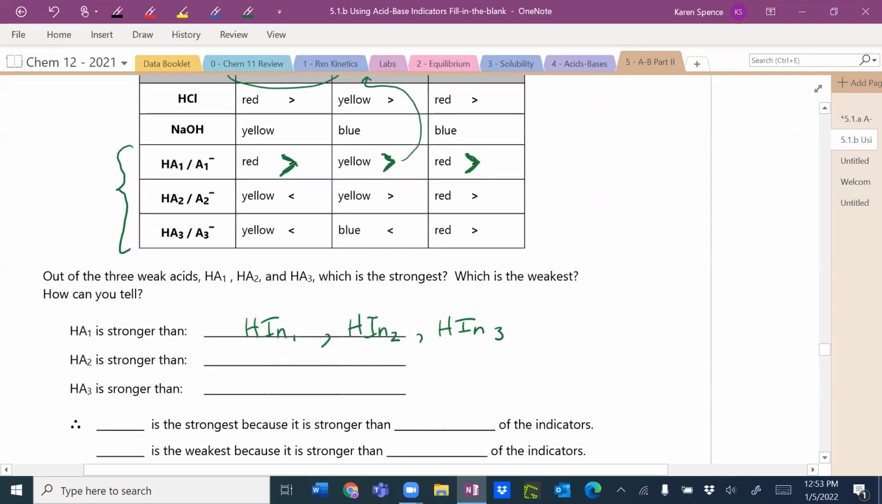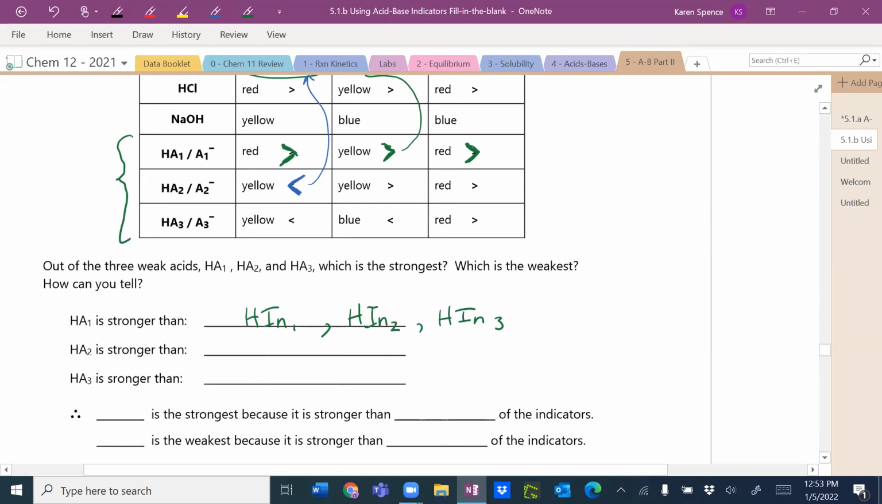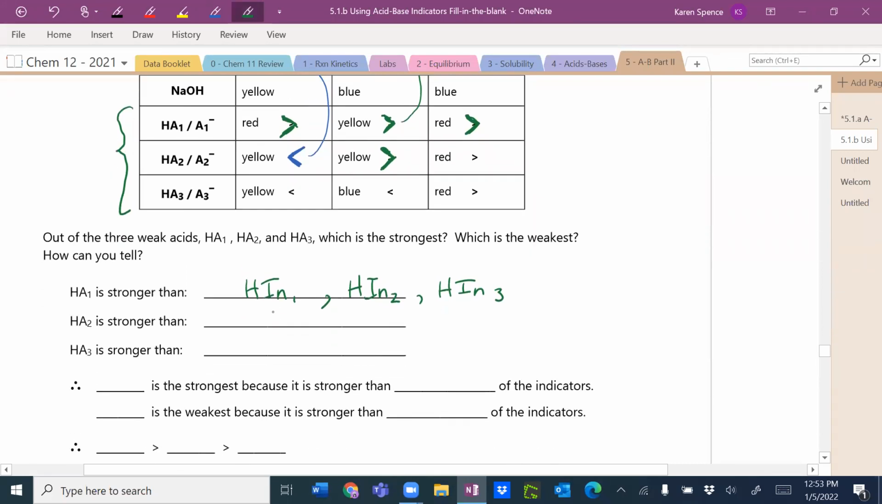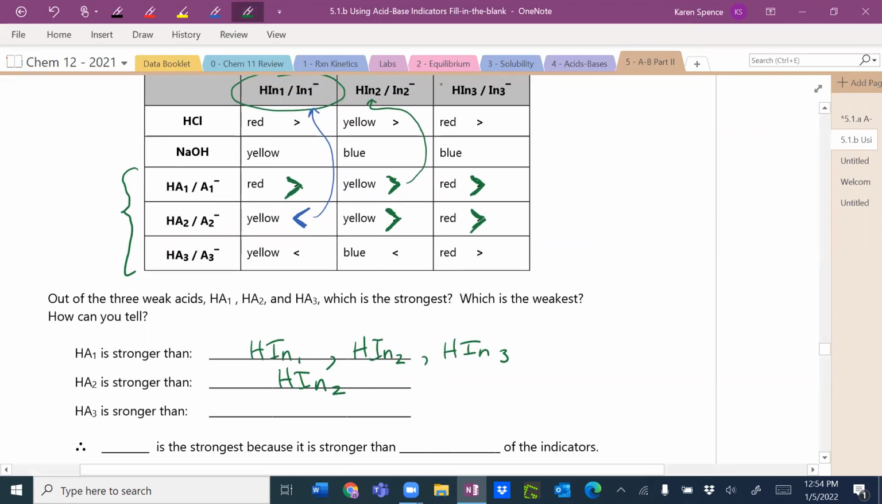HA2, maybe a blue pen, that'll do. Okay, HA2 is weaker than HIN1, so we cannot put it in as stronger. It is stronger than HIN2, and it is also stronger than HIN3.